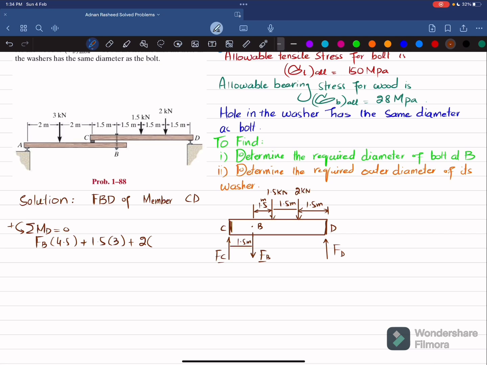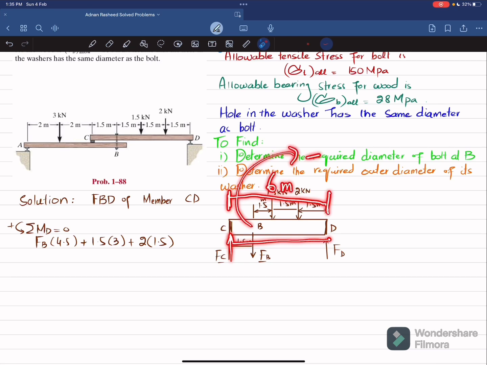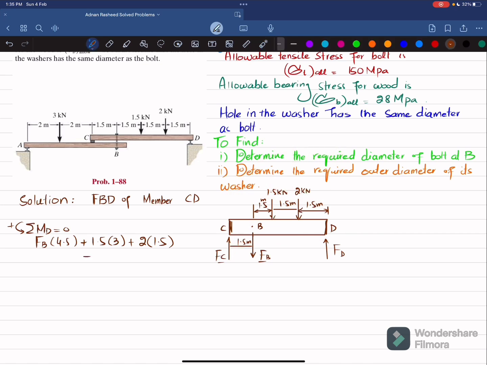So plus 2 into 1.5. The last force producing moment about point D is FC, and the whole perpendicular distance is 6 meter. This is producing clockwise moment, so it will be negative. So I will write minus FC multiplied by 6 is equal to 0. From here, 4.5 times FB minus 6 times FC, and the constant terms give plus 7.5. When moved to the right side, it will be minus 7.5. This is your equation number 1.